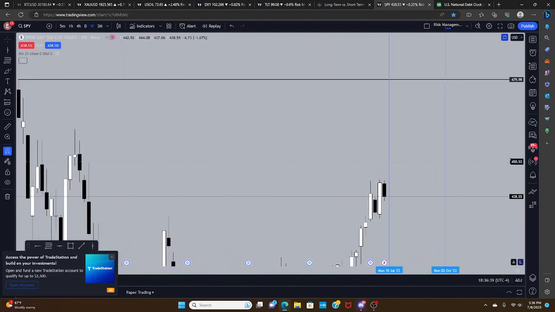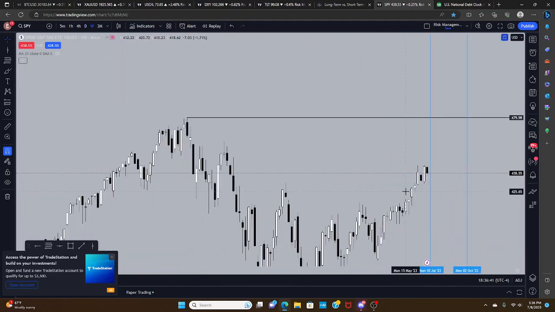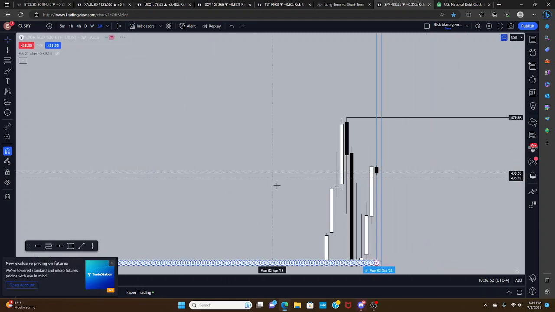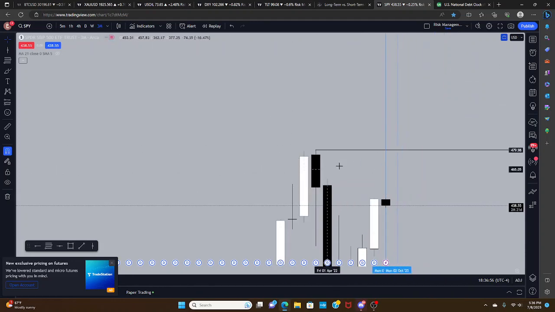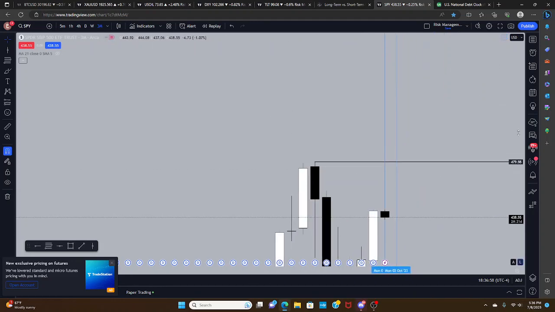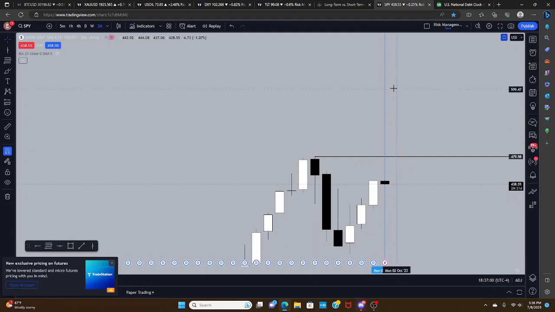If those CPI numbers come in below expectation and you see a continual decline in CPI readings week after week and month after month, then I'm looking for new highs in the equity markets. And I do think that if these highs are taken out, they'll be taken out very aggressively. And I think you'll see a parabolic leg of the equity markets play out.